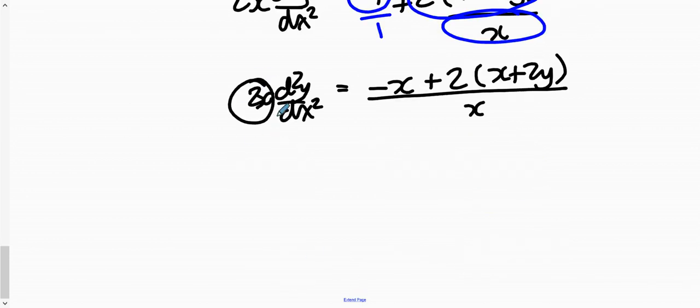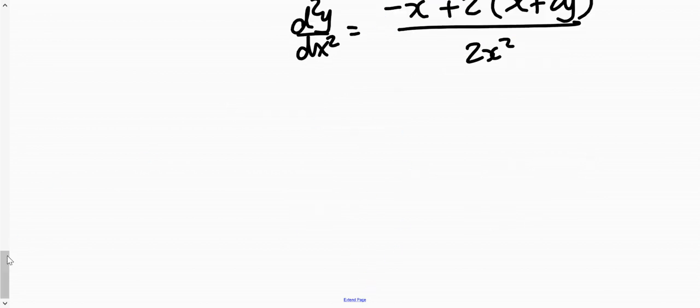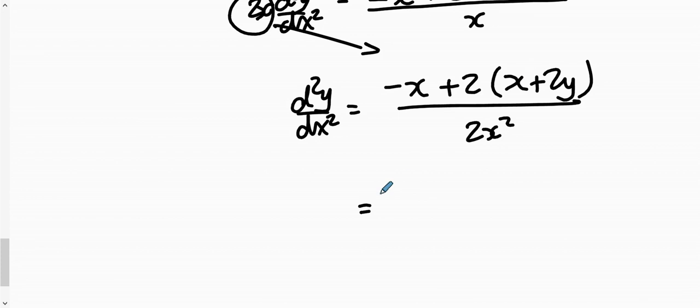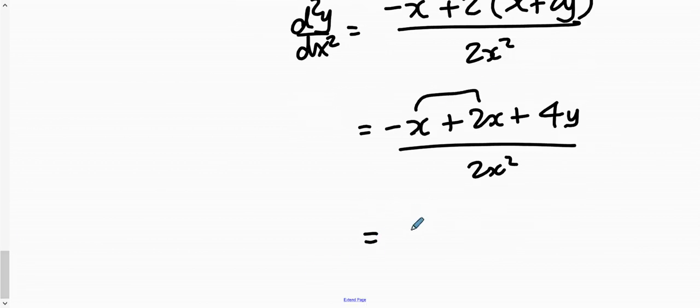So now I can take the 2x over. That goes straight to the bottom line. So minus x plus 2x plus 2y over 2x times x, so that's 2x squared. And now I want to do a bit of simplification. So here, I've got minus x, multiply the brackets, that's going to give me 2x, and that's going to give me plus 4y over 2x squared. And these are now like terms, so I'll get rid of that. So minus x plus 2x is x plus 4y over 2x squared.